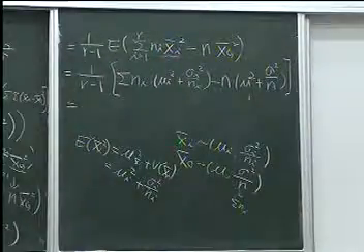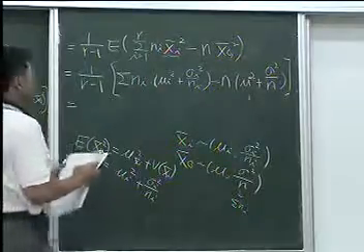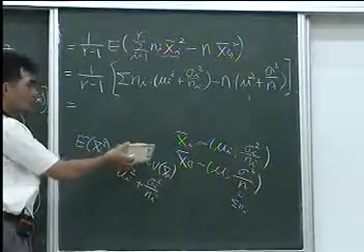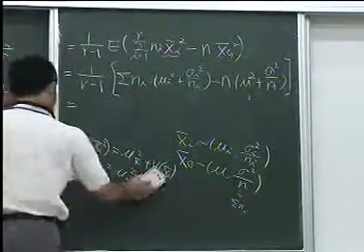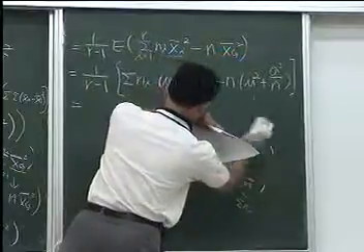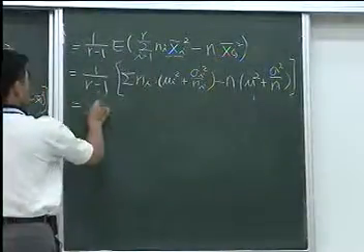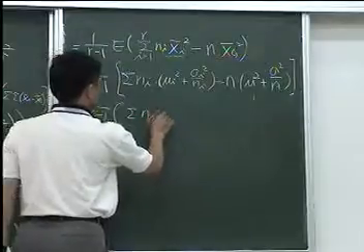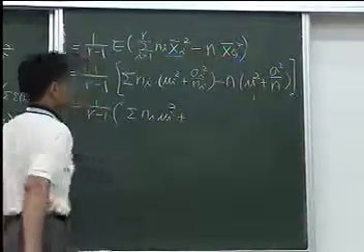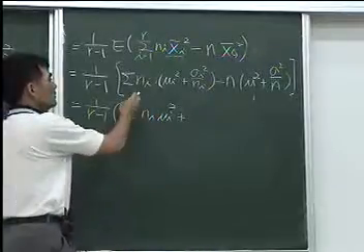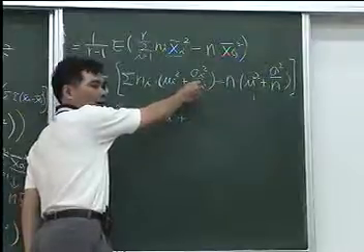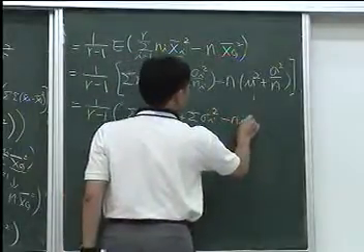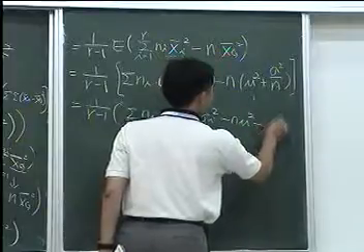So let's get further. Can I erase this? You have to keep this as your reference. So we have 1 over R minus 1 summation Ni mu I squared plus, in this case, the Ni cancel out, so you get summation sigma I squared, minus n times mu squared, minus sigma squared.